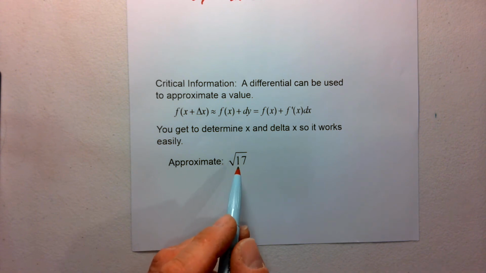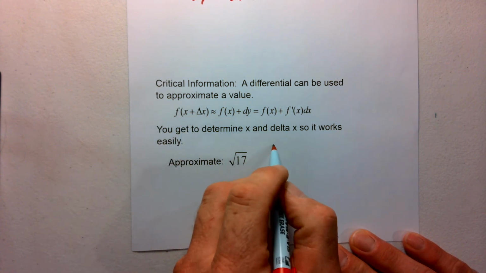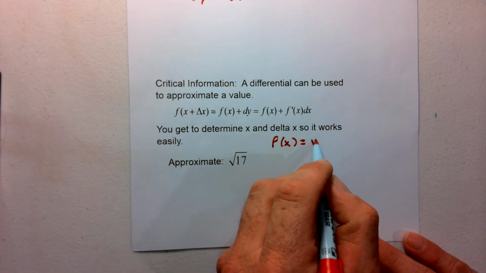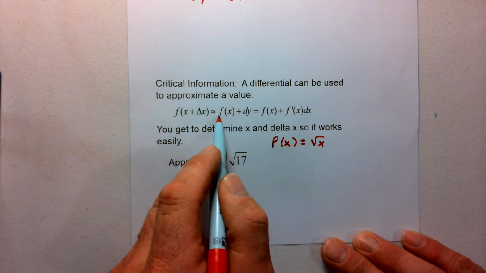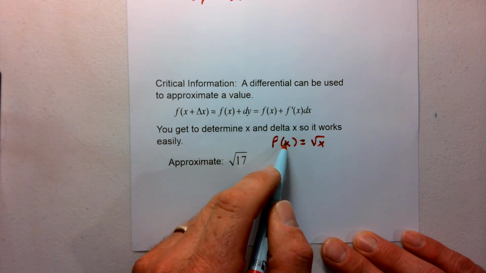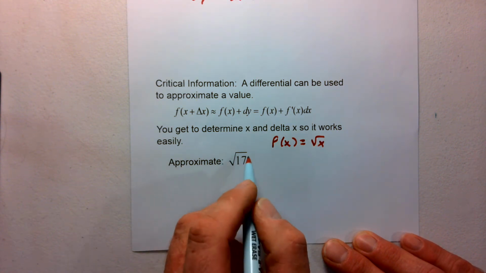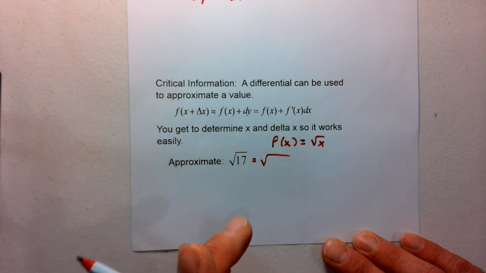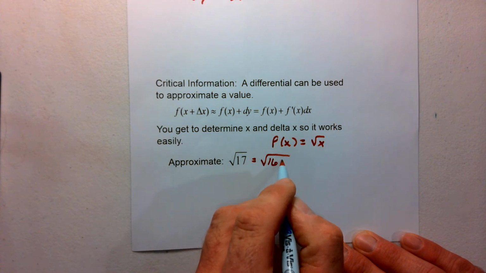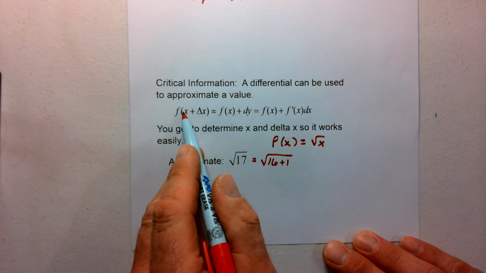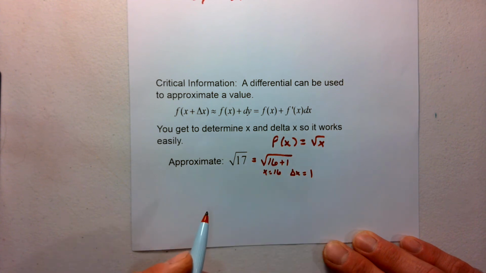So if I want to approximate the square root of 17, well, I get to determine what my x and my delta x are. If I think about the square root of 17, my function that I'm working with would be the square root of x, wouldn't it? And if I think about 17, I've got to find the value of some number. So what number can I plug in for x to get a nice square root that I can work with? Well, if I think about the square root of 17, again think about that locally linear idea, a number that's pretty close to 17 would be, yes, 16, wouldn't it? So my x in this case would be 16. My delta x in this case would be 1.